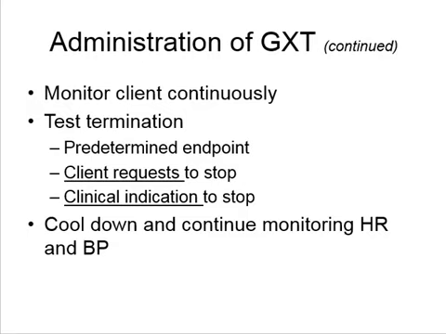Certainly if the client requests to stop, whether they're just generally tired or they feel like they're having trouble breathing. A common thing, especially for some of the protocols that include big hills, is they'll have calf cramps and maybe they just feel like they need to stop. And then any of the clinical indications that we'll talk about in a few minutes, where things look like they're heading in the wrong direction. We want to stop that test before anything bad happens. Regardless of what your reason for ending the test was, you're then going to give them a cool down period and continue to monitor heart rate and blood pressure, and again, make sure that those are coming back down towards normal.